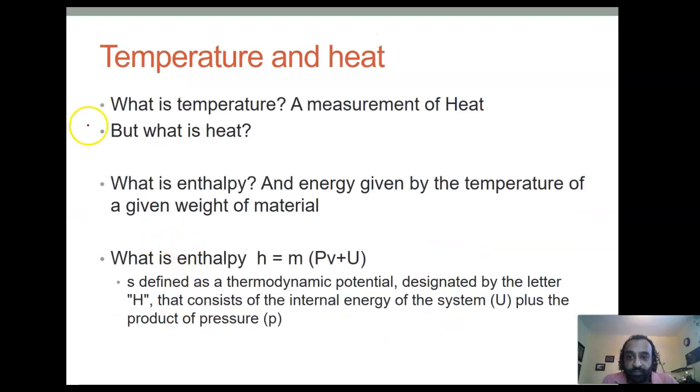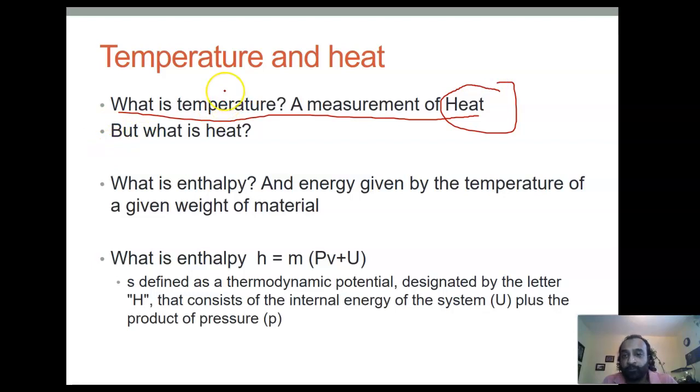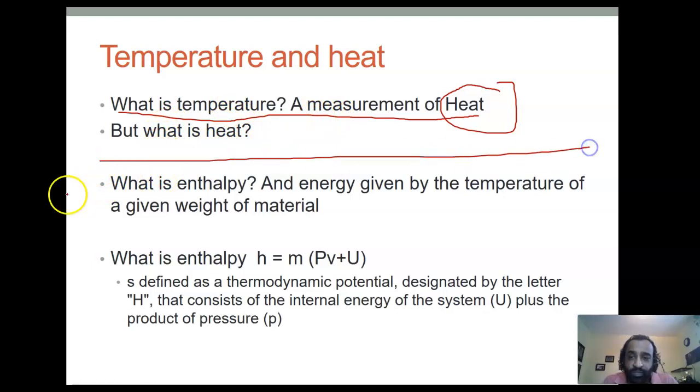I want to emphasize: what is temperature and what is heat? They are different. Heat is energy, and temperature is how we measure that energy. Could be Fahrenheit, could be Celsius, could be Rankine, could be what is the other one? Kelvin. So heat is energy and temperature is measurement. Okay, hopefully we get that done.